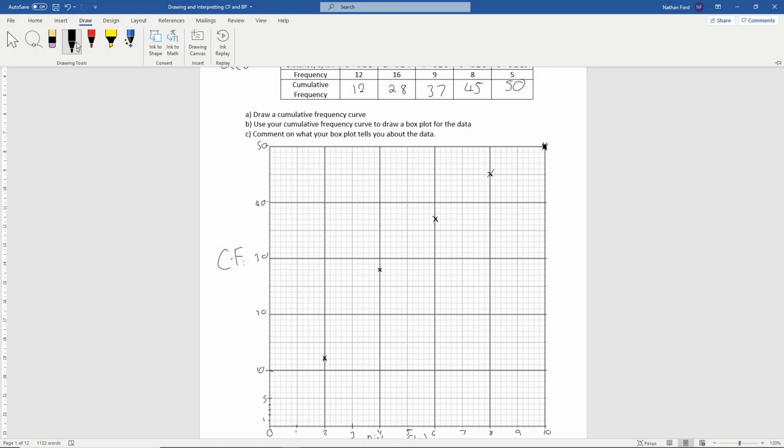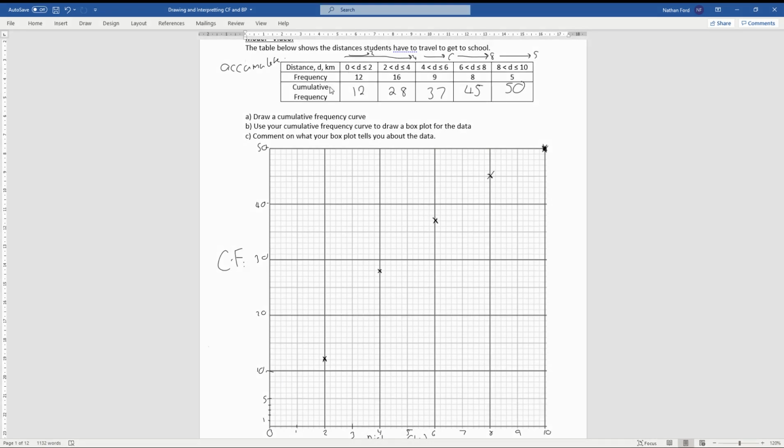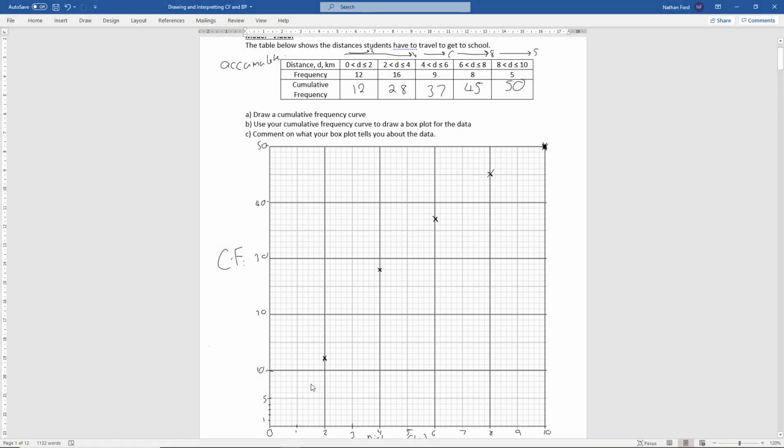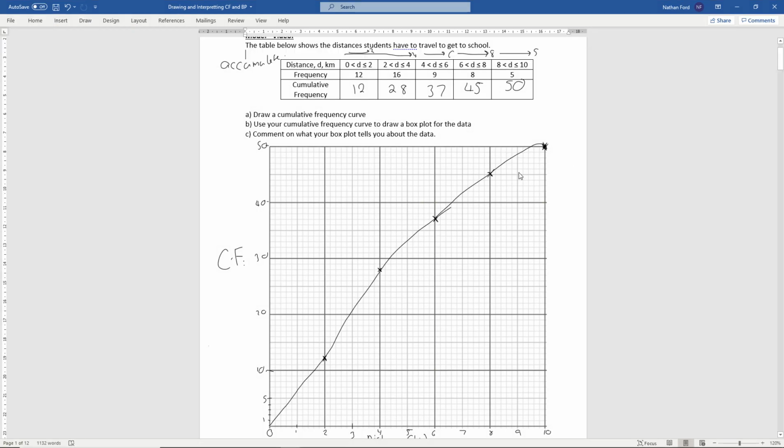Now we need to draw it. We don't have any results from the start, but we can draw it from 0 because we know our lowest value would be 0. So I'm going to draw this in, and I might have to do this a couple of times. It should be a curve. Okay, let's try that last bit again, make that a little bit nicer.